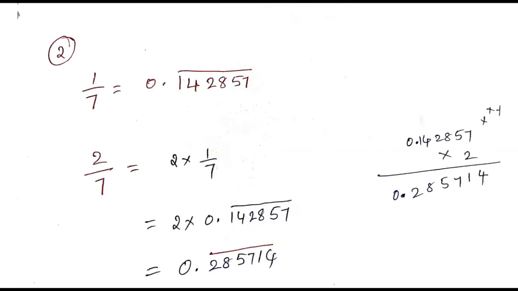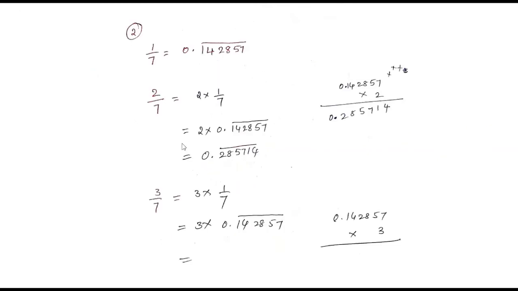I'll come to you last. Do now. 3 by 7. 3 into 1 by 7. Continue. Complete all now. Start doing all. I'll ask you the answers at the end.